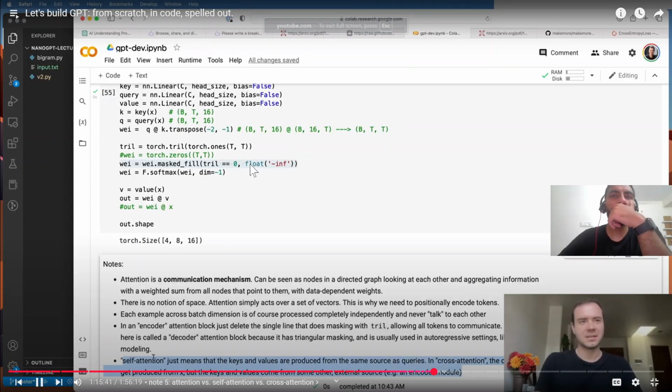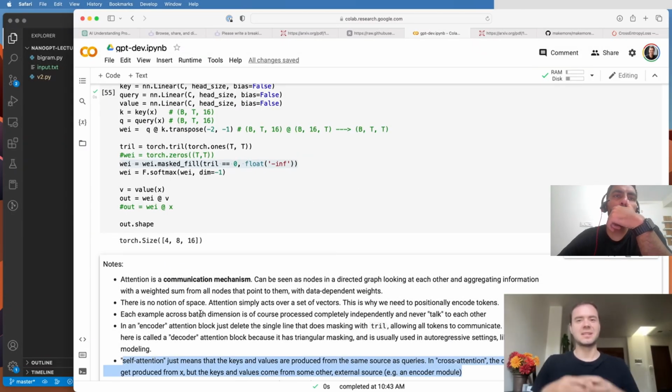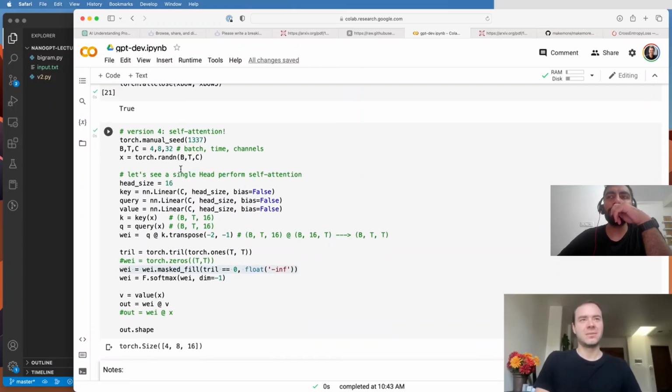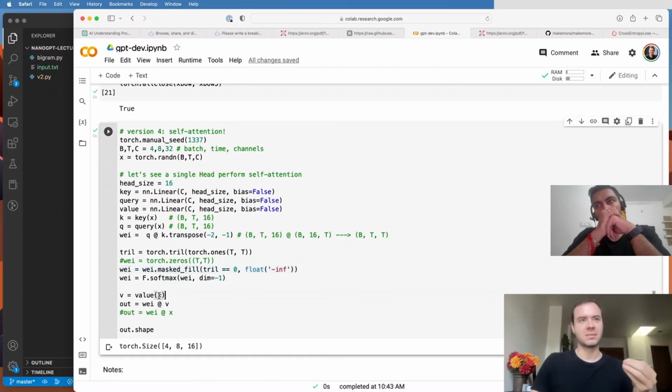The next thing I wanted to comment on is you keep hearing me say attention, self-attention, etc. There's actually also something called cross-attention. What is the difference? The reason this attention is self-attention is because the keys, queries, and values are all coming from the same source, from X. The same source X produces keys, queries, and values. So these nodes are self-attending.